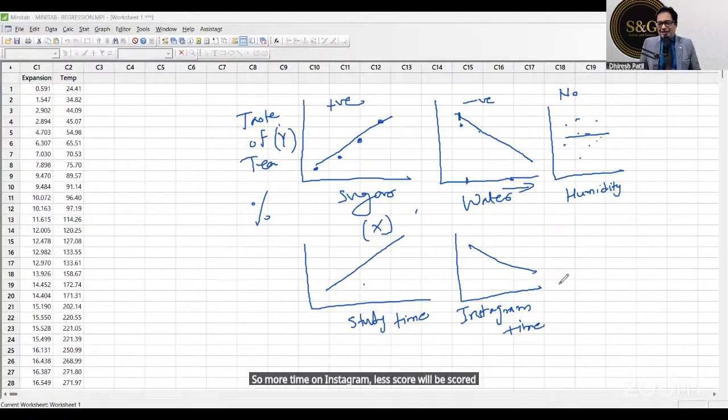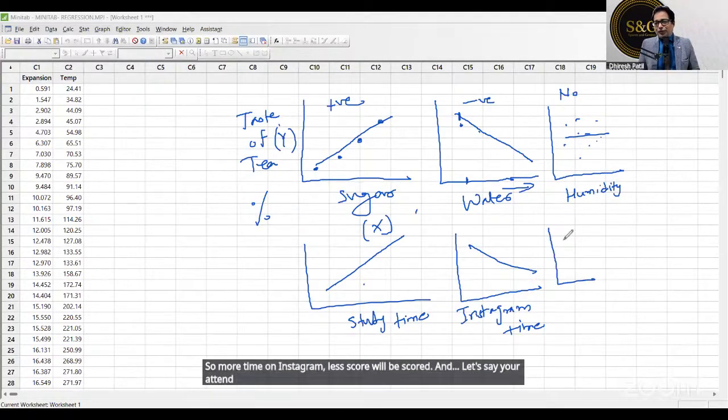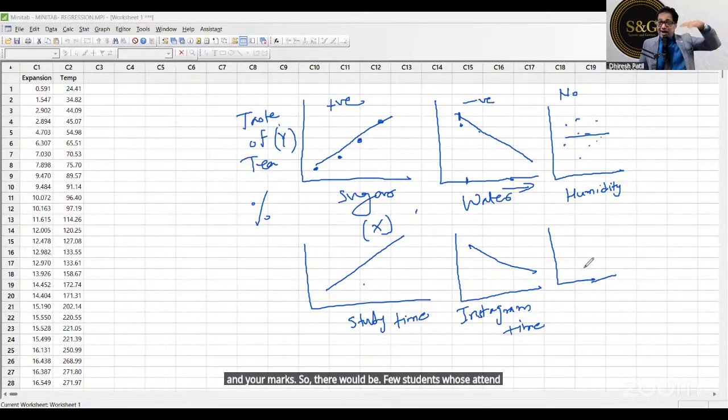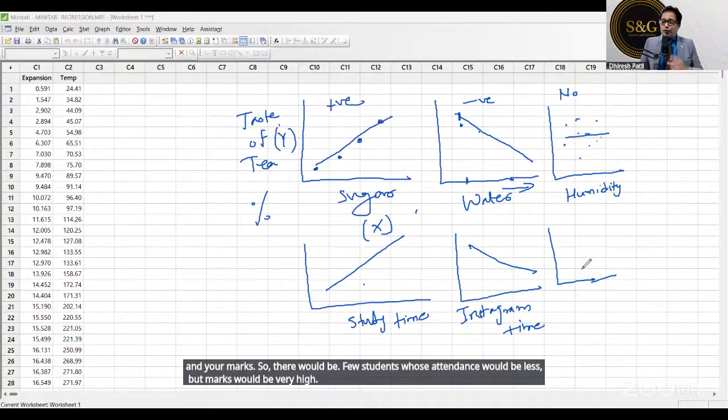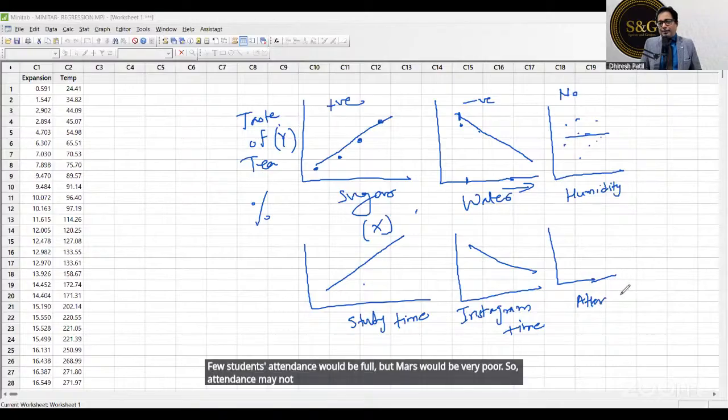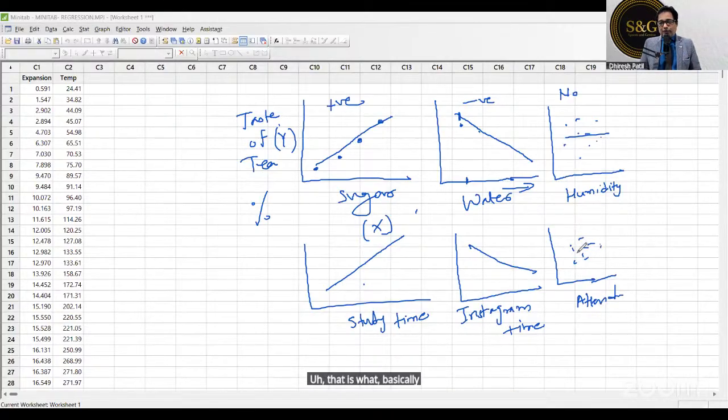And let's say your attendance of your college or your school and your marks. There would be few students whose attendance would be less but marks would be very high. Few students' attendance would be full but marks would be very poor. So attendance may not have a direct impact on the marks, because the actual value of the study you are doing is what it is all about. So it will be like this. Okay, so this is called a correlation.